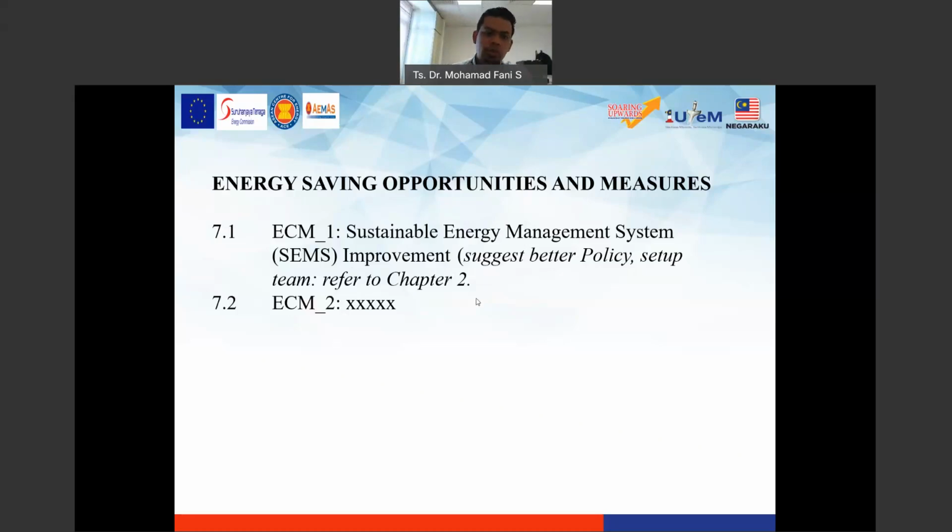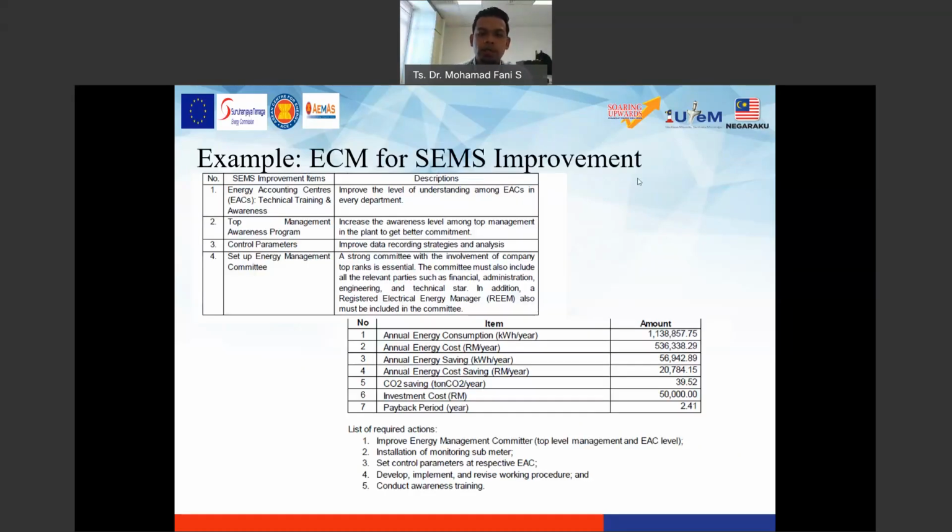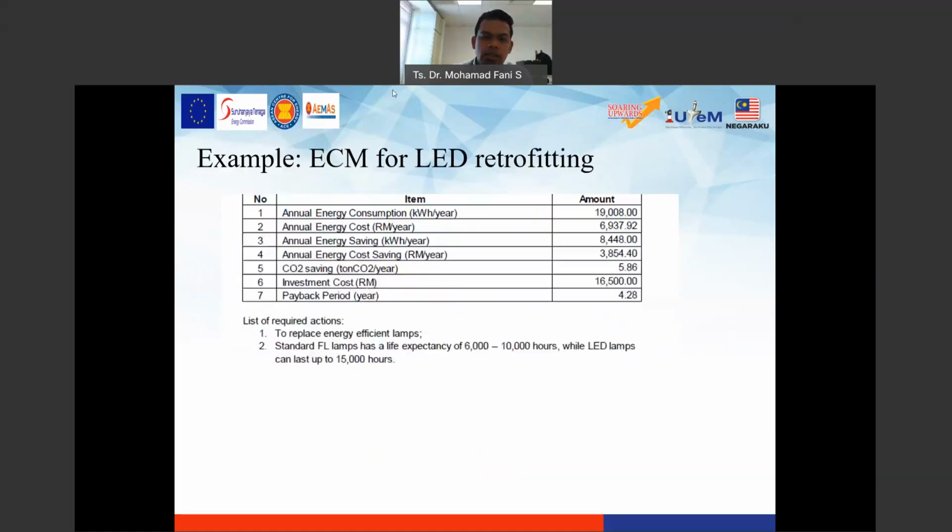ECM number 2, this one is the example of the ECM for the same improvement, come up with the investment or payback period, etc. So this one is the LED retrofitting. You must come up with something like this in the table, so we can get an idea of the cost for the investment, what the saving is, what the saving is in terms of cost, etc. And this one is the extra for the CO2 saving as well.